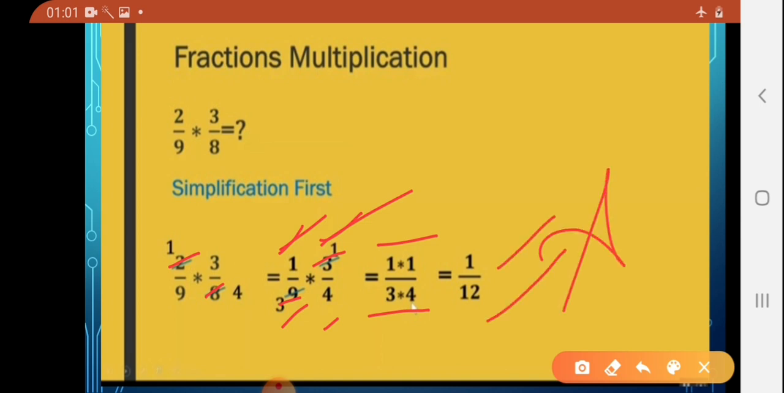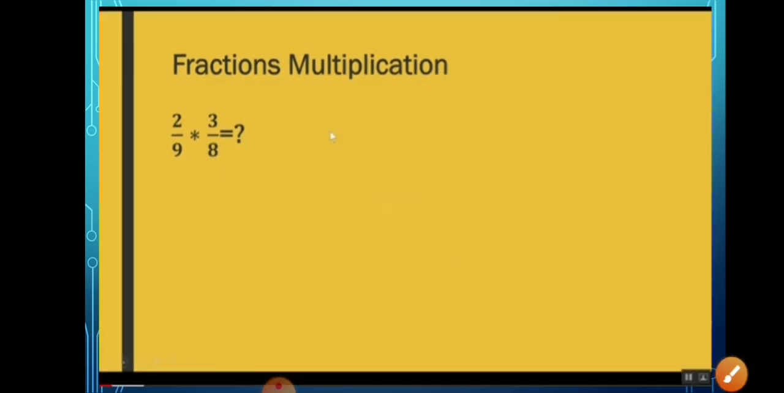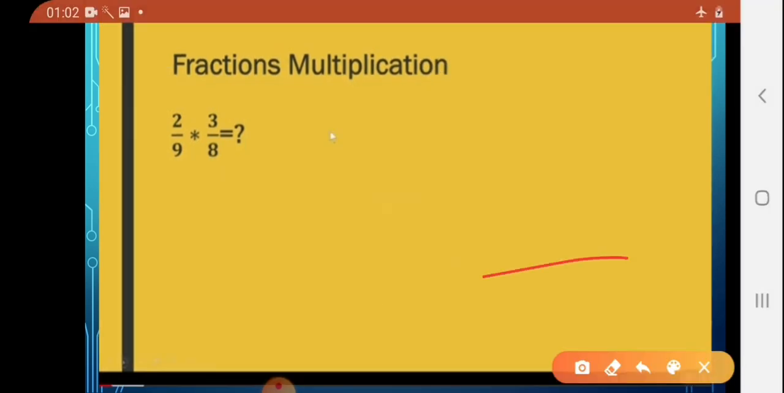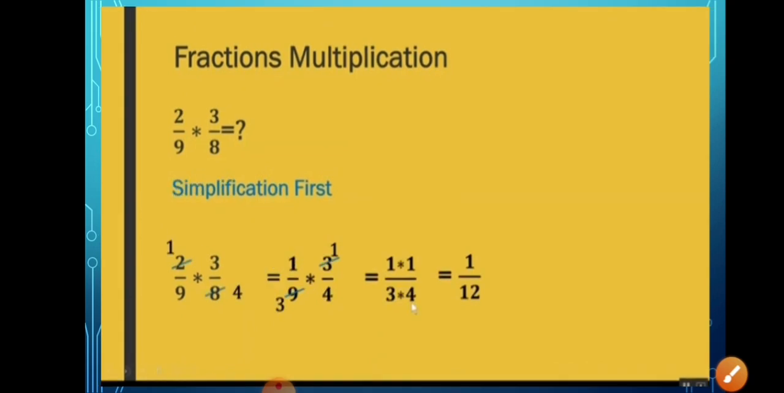So both methods' answer will come same: multiplication first, and then simplification first. Any method you can do. But I will say first you try to reduce it and then multiply the numerators and the denominators.